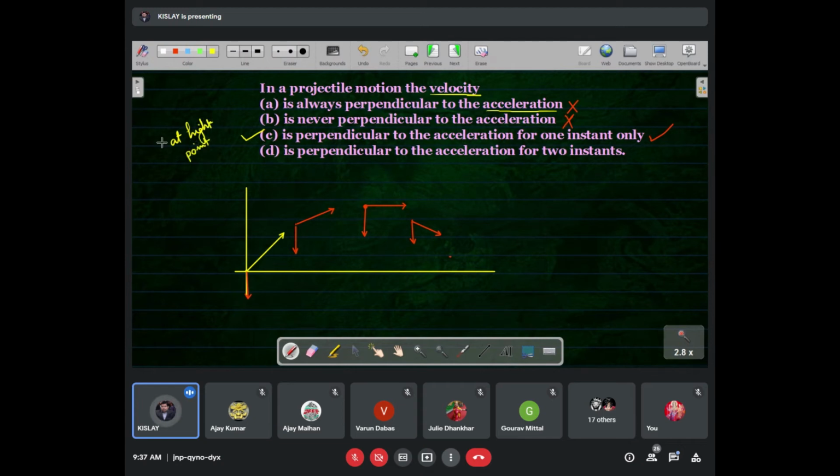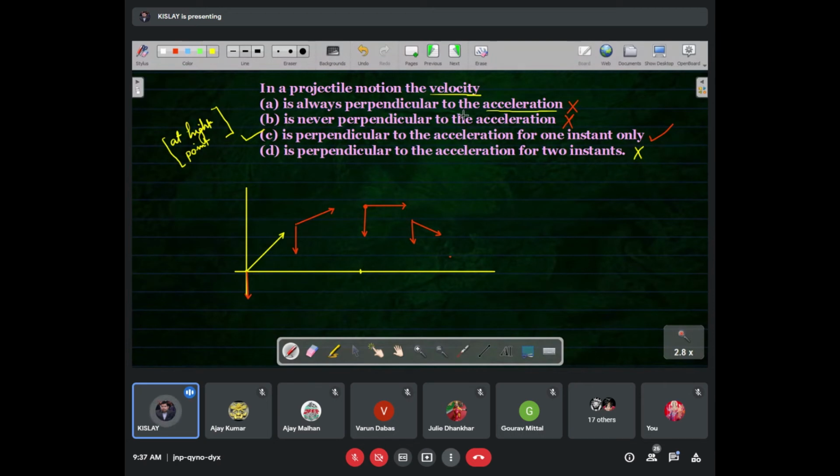और हाईएस्ट पॉइंट कब अचीव करते हो आप? जब मिड पॉइंट होता है. रेंज जब मिड में होता है मींस ग्राउंड टू ग्राउंड मोशन में. It is perpendicular to the acceleration for 2 instants. No, it is also wrong. There is only one instant when velocity is perpendicular to acceleration.